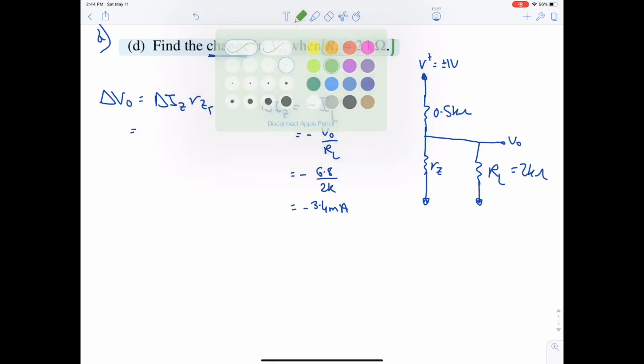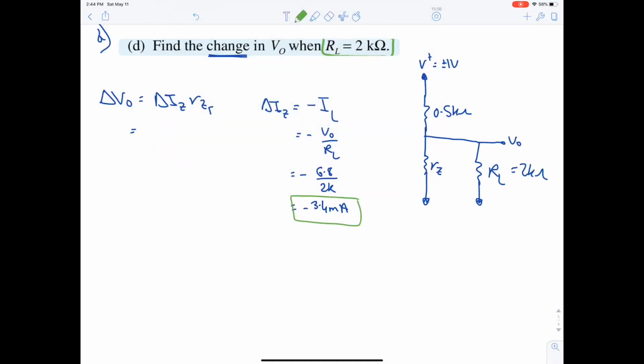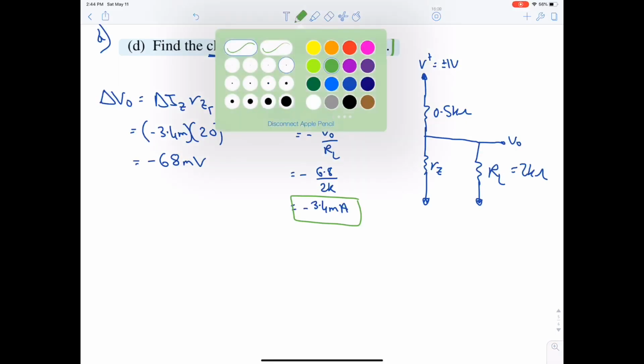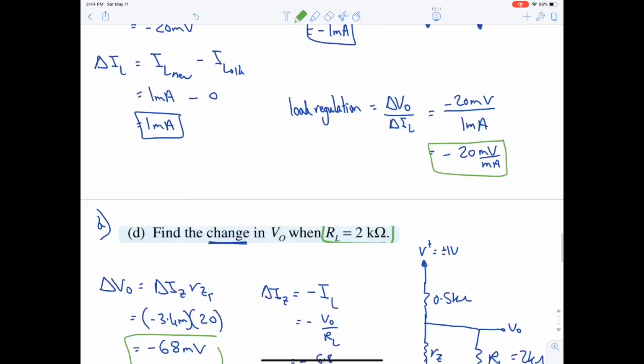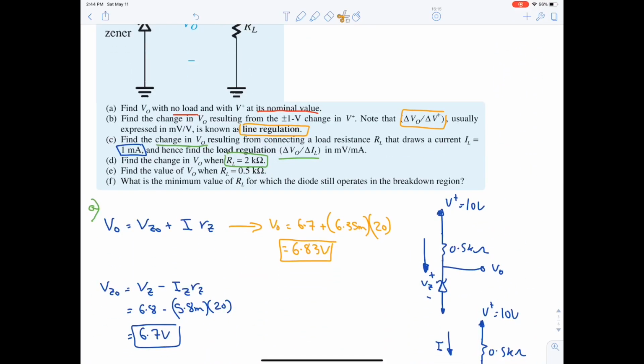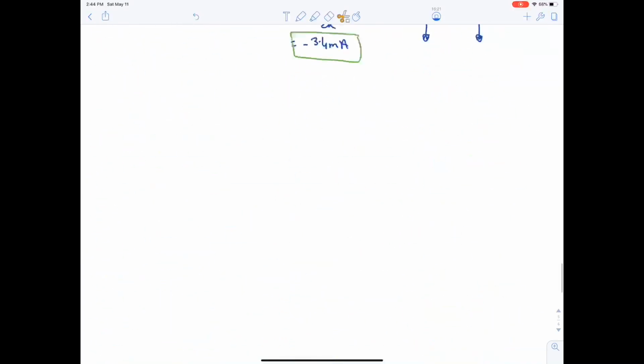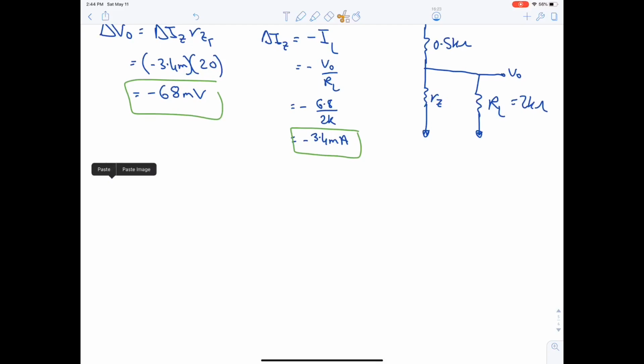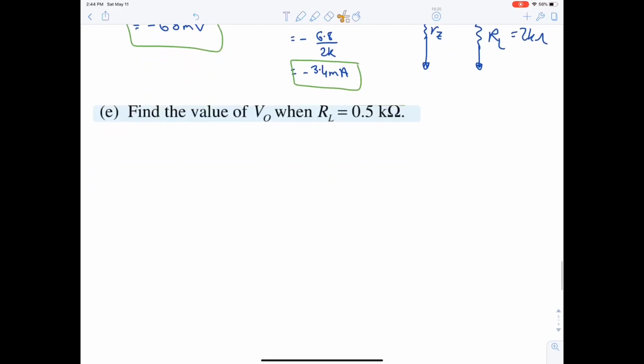Going back to the main equation, minus 3.4 milli multiplied by 20, which will give us minus 68 millivolt. This is part D. Part E says find the value of V naught when RL is 0.5 kilo ohm. So they have changed the load resistance. We need to find V naught.